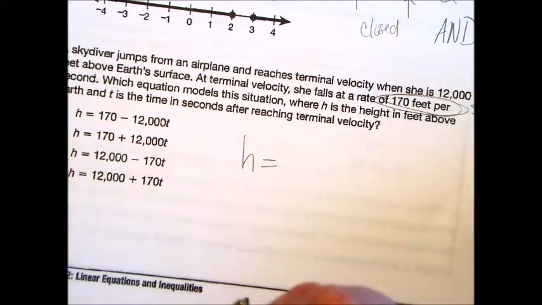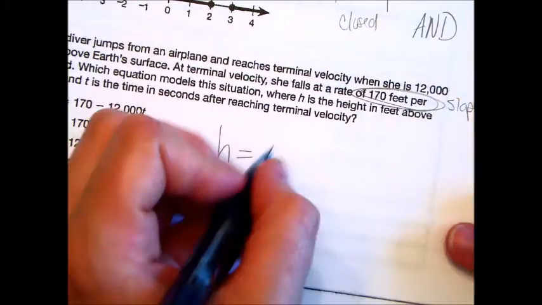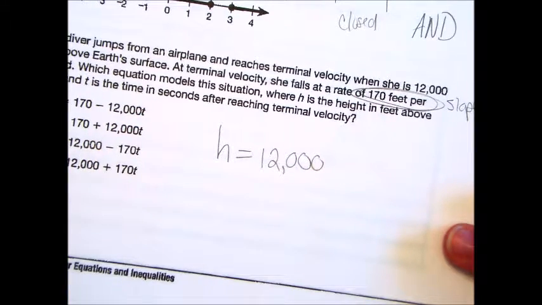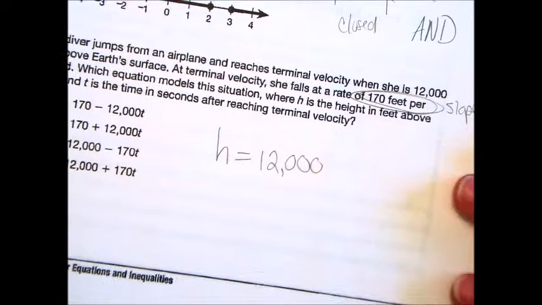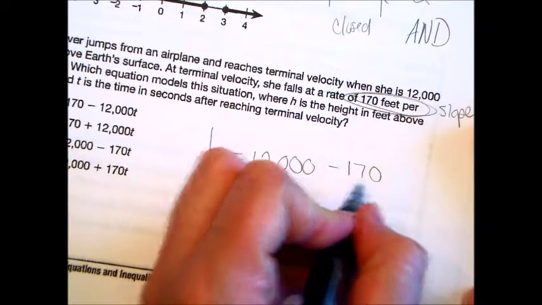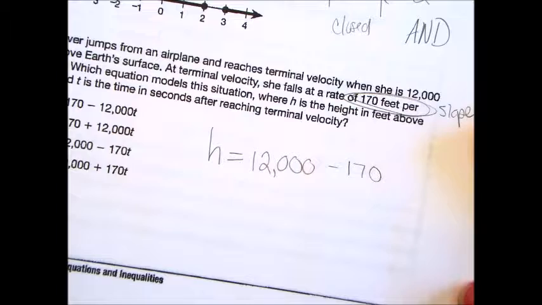Now remember, this equation starts at 12,000. So we're going to start with our y-intercept. You can put it in the front or the back at 12,000. It doesn't matter if you put it in the front or the back. It's just 12,000. Now because she's coming closer to Earth, we have to take away 170 feet per second.